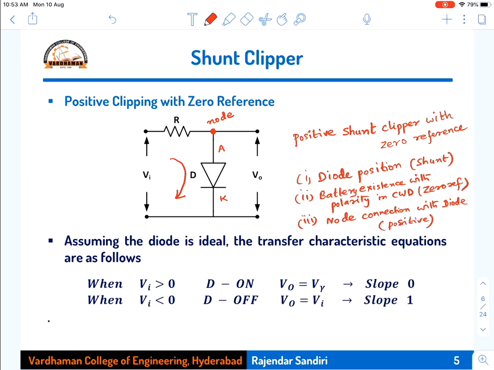Okay, three things we have to observe in the circuit. Diode position is shunt clipper. Battery existence with polarity in clockwise direction is zero. Nothing, no battery is there in the diode branch. Zero reference. Node connection with diode. Diode is connected with anode, therefore it is positive. Hence, by seeing these 3 points, we can name this circuit as a positive shunt clipper with zero reference.